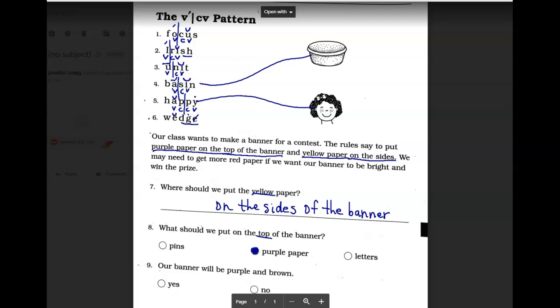Last one, our banner will be purple and brown. Is that what color they said? Do you see brown? Let's look for purple and brown. Do you see brown anywhere in our story? I see purple. I see yellow. I see, you may need to get more red, it says. So I see no brown. So no is our answer.